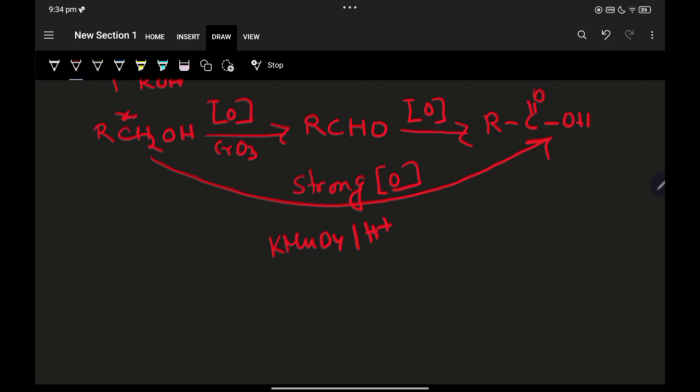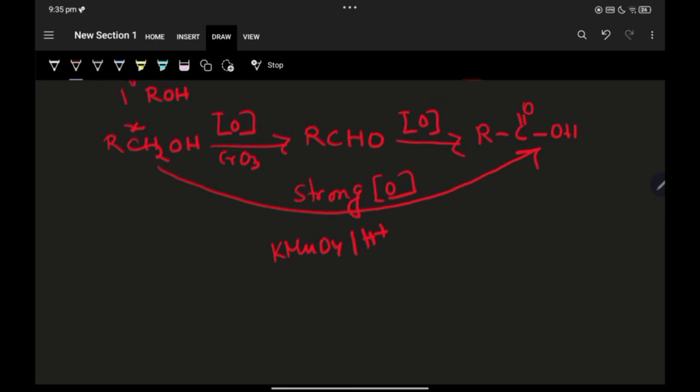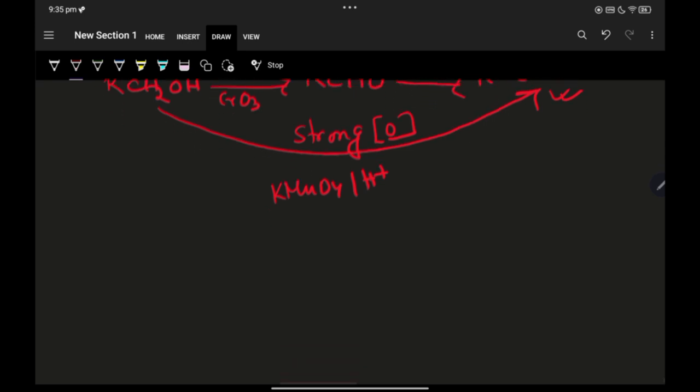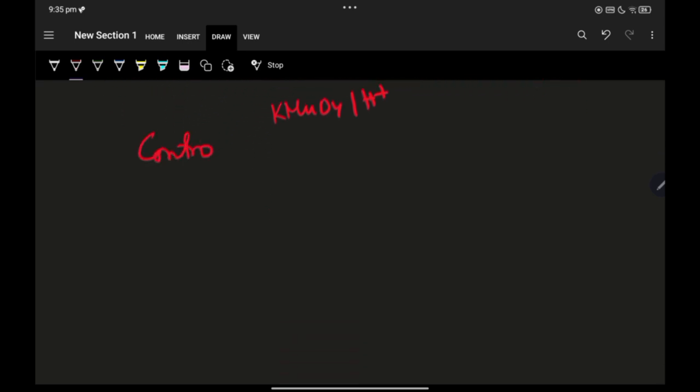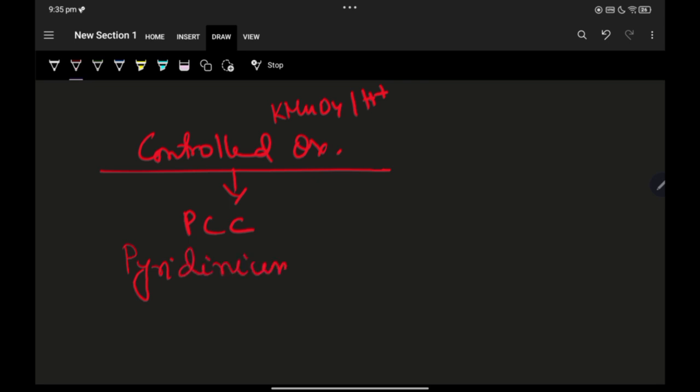A better oxidation can be carried out in a controlled manner. Suppose I want to control the oxidation. I want to restrict the oxidation till aldehyde. I don't want to get the acid. I want one step oxidation. Then I have to use an oxidizing agent that can undergo controlled oxidation. So I will say controlled oxidation is carried out by a reagent which is known as PCC, pyridinium chlorochromate.